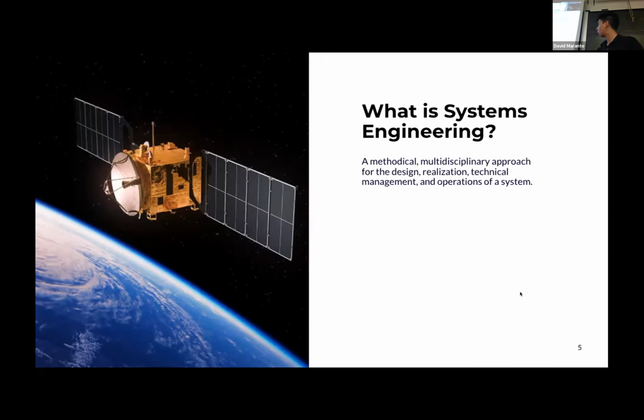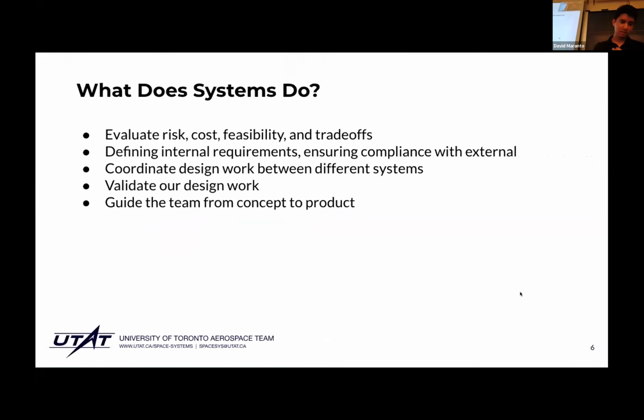And specifically, the role of systems on the team is this. Systems evaluates the risk, cost, feasibility, and trade-offs associated with the design. We define internal requirements. We ensure that we are complying with our external requirements. External requirements could mean something like SpaceX, which is our launch provider. Finch has to satisfy a very unique set of requirements to be allowed on board a SpaceX rocket. We coordinate design work between different systems, validate our design work through testing plans, and the role of systems is to guide the team from concept to launch, effectively in a nutshell.